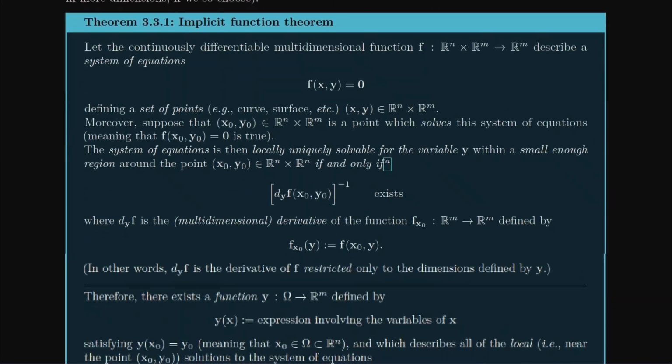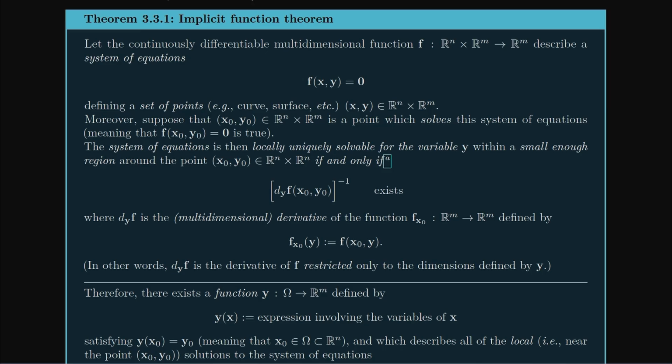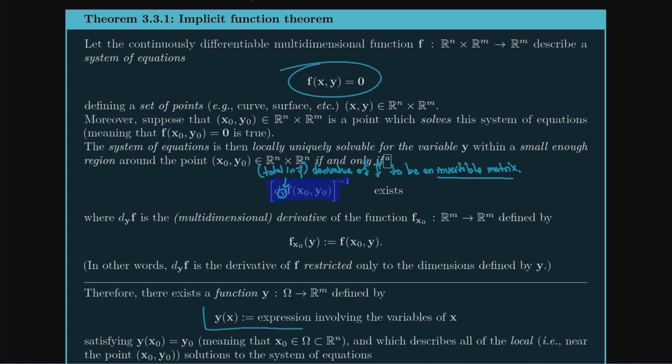And what do we need to do to verify or to make sure that you can uniquely solve? Well, what you need is the derivative of your function just in the y variables. So the total derivative, but it's really total in the y variables, derivative of f to be an invertible matrix. So as long as you take the total derivative of f in terms of all of the y variables, you don't worry about the x variables, just the y variables. As long as that's an invertible matrix, then you can do exactly what I was talking about. You can solve for the variable y as an expression involving the variables in x.